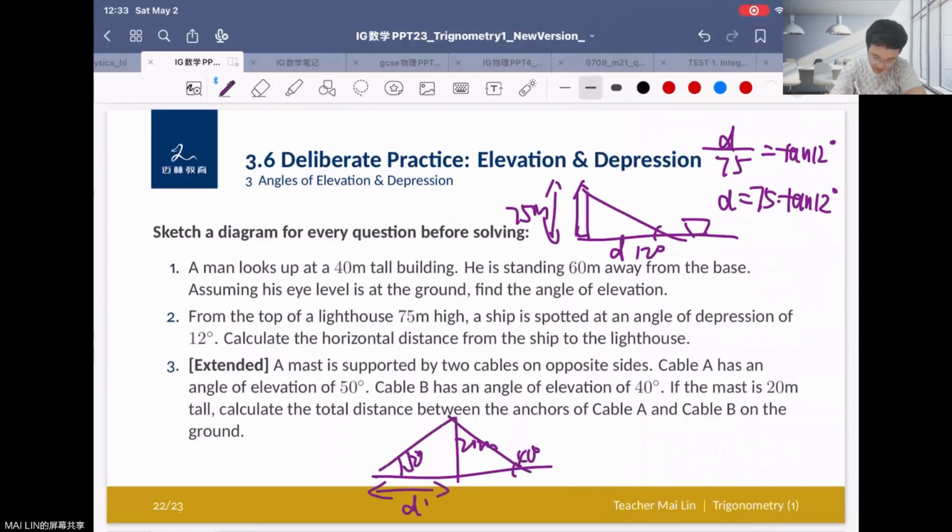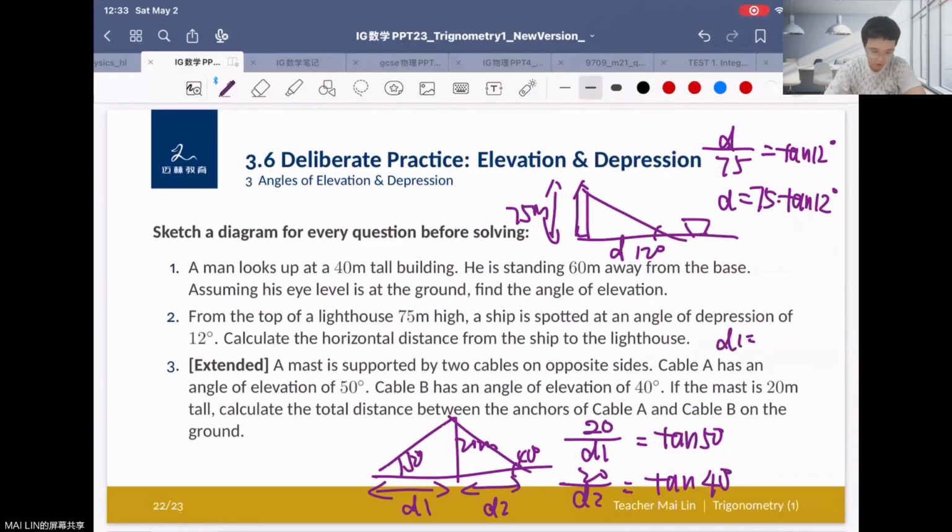If you want to set distance 1 and distance 2, you can set 20 meters over distance 1 equals tangent 50 degrees, okay? And also for 40 degrees, 20 over d2 equals tangent 40 degrees. Okay, that is it. So you can set d1 equals 20 over tangent 50 degrees and d2 equals 20 over tangent 40 degrees. So the total distance can be written as d1 plus d2. That is the final answer.